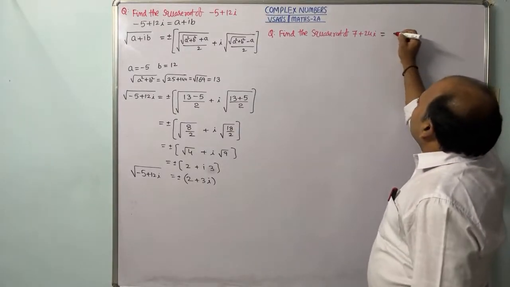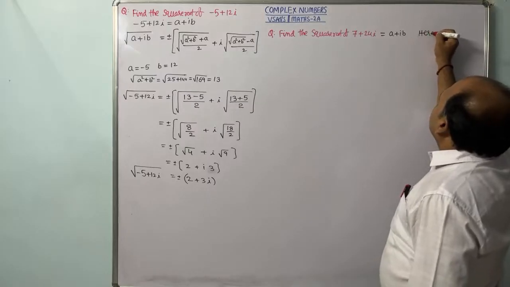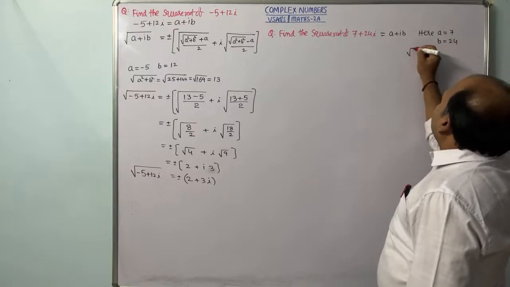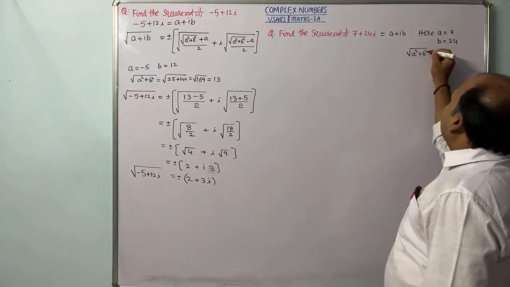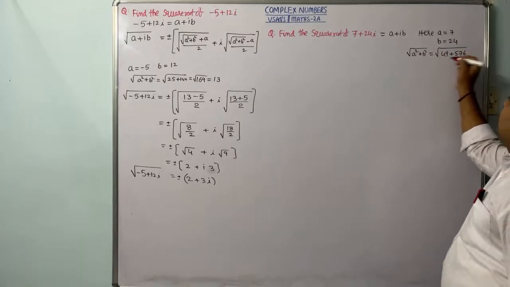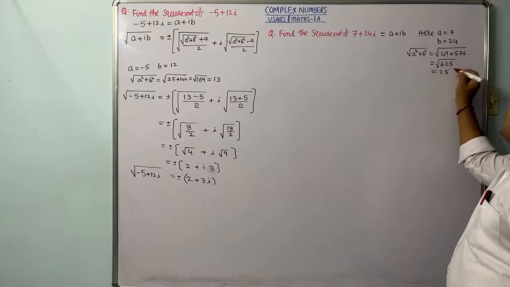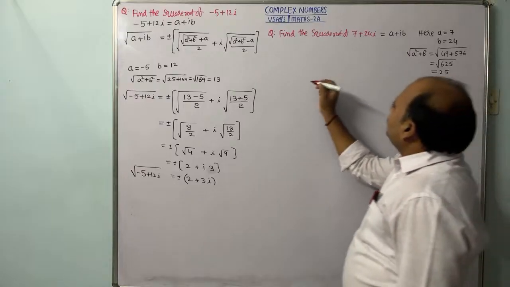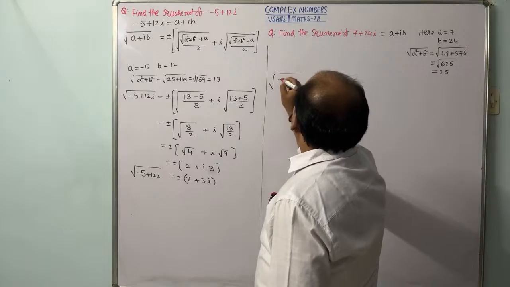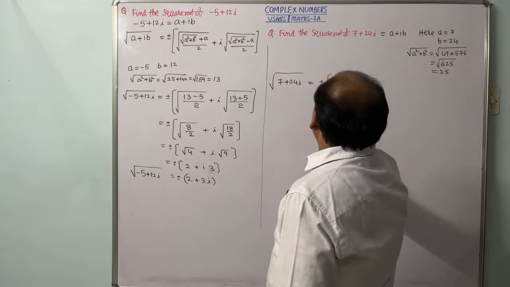So compare with a + ib. Here a is equal to 7 and b is equal to 24. Find out root of a square plus b square. So root over 49 plus 576, which is equal to root 625, that is equal to 25. Okay, dear students. Now the square root of 7 + 24i is equal to plus or minus, in brackets.